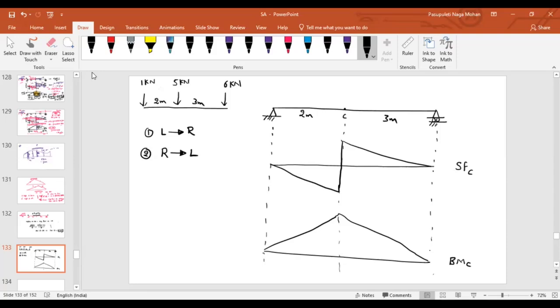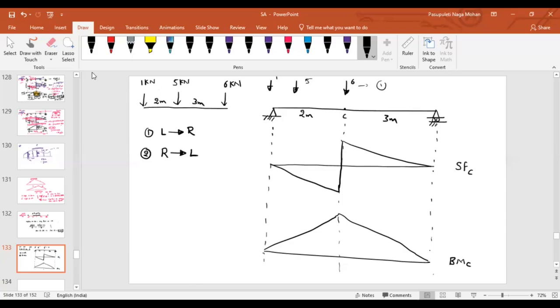Yes, sir. Obviously, isn't it? It's difficult. Imagine, let us say it is moving from left to right. In the first case, if 6 is at 5 kilonewton at point C, how will the loads look? Forget about the distances, but as of now, let me write 6, 5, 1. This is what we get if we are moving from left to right.